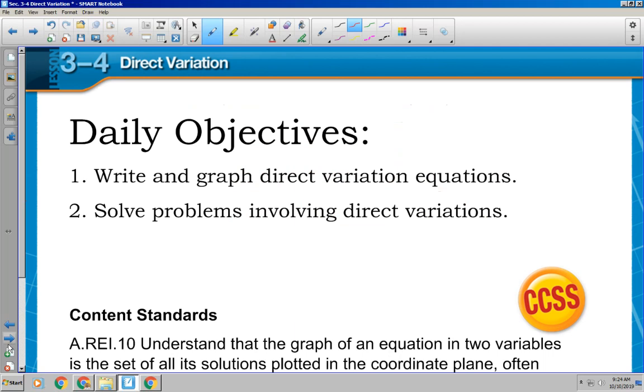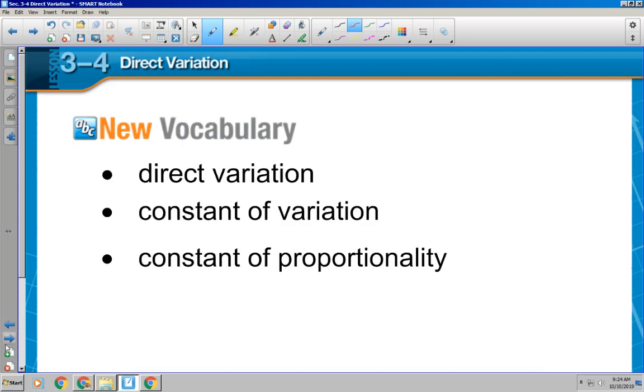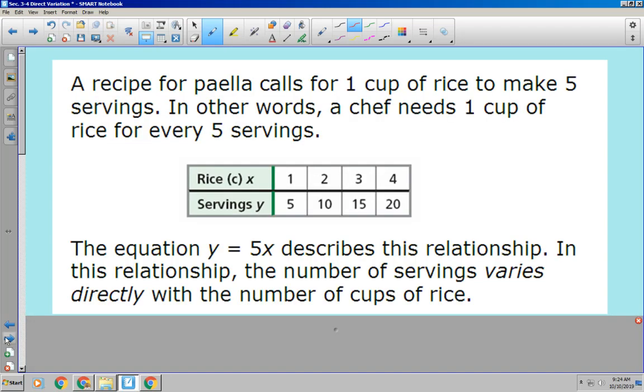All right, so today, can we write and graph direct variations? That's going to be number 1. Are we able to do this? And then secondly, can we solve some problems that involve the idea of a direct variation? So number 1, what is a direct variation? Well, let me give you this example. Right here we have not Mexican, it's a Spanish dish, rice-based, called paella.